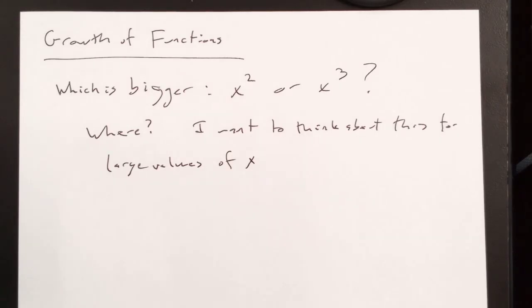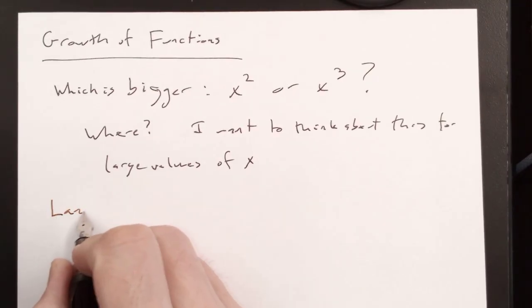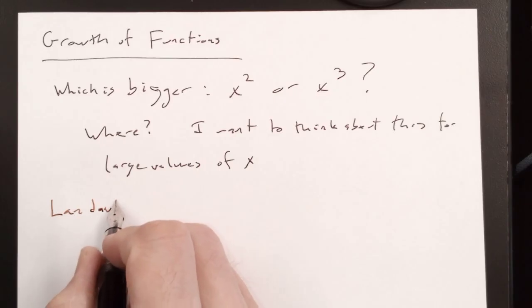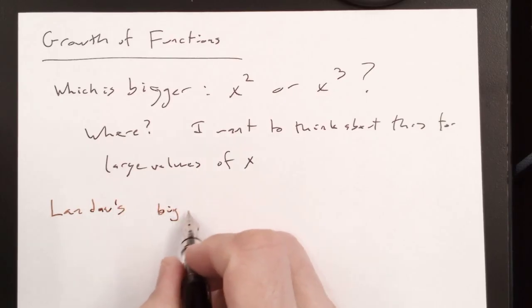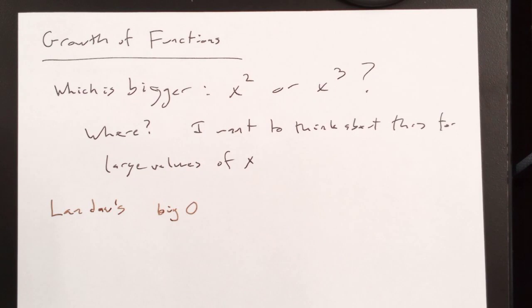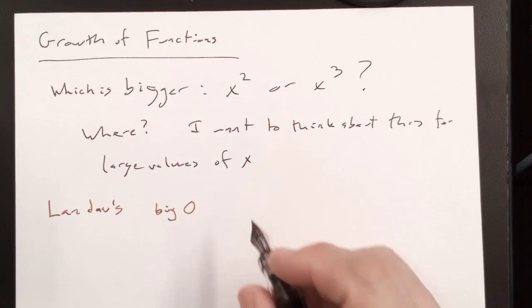The idea of measuring functions was put together in several different places. The most commonly used notation today is by a guy by the name of Landau. It's called the big O notation. And it represents a bound above.